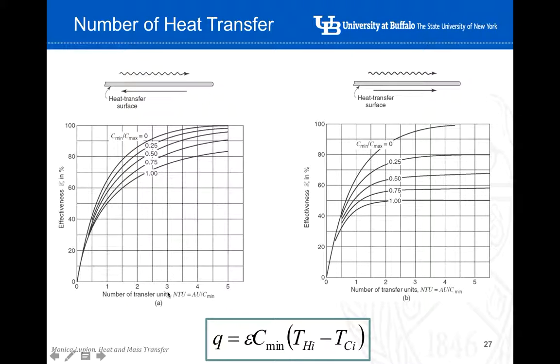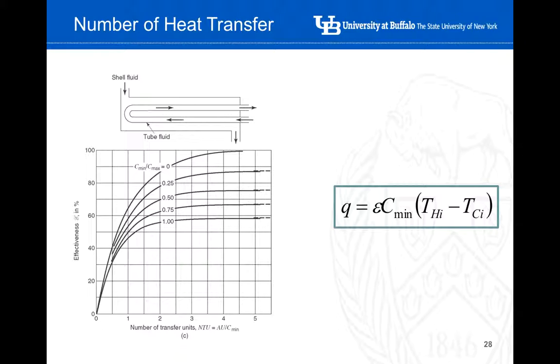If you know NTU and you know also the ratio between the minimum capacity and the maximum capacity, you can directly get into the chart and directly make an estimation of the value of the effectiveness. So it's very easy if you can get these graphs here. And once you know this effectiveness, then you can directly apply this general equation for the heat rate.